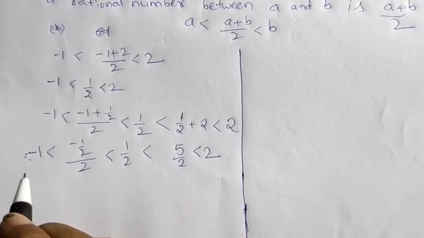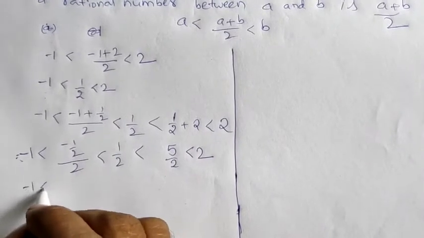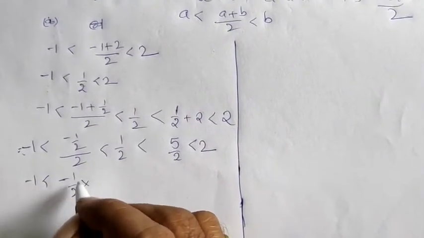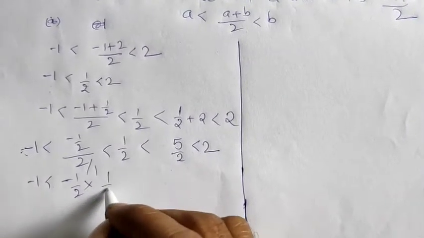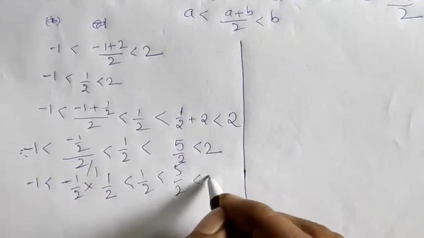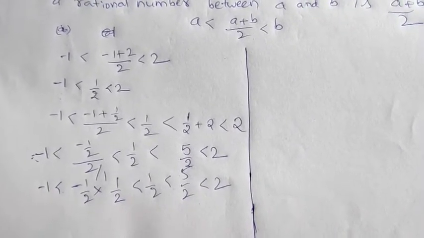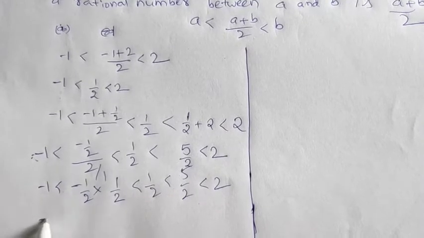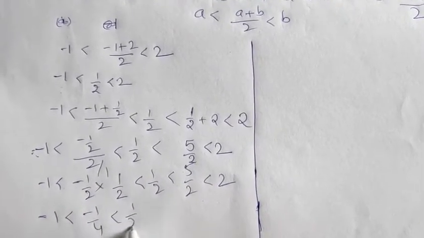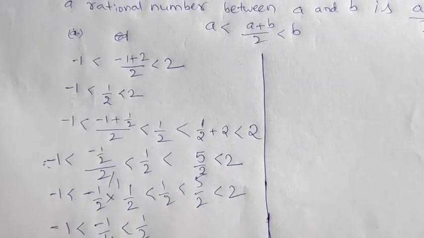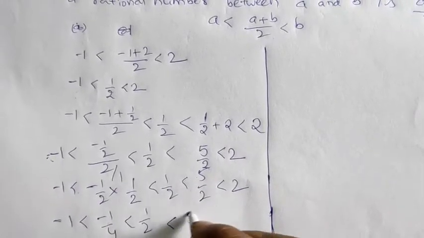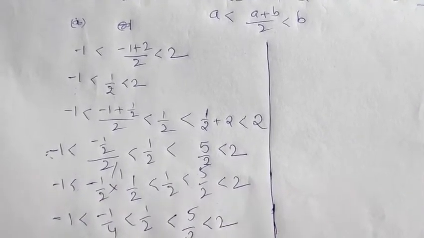Now if I simplify, minus 1 by 2 is nothing but 2 by 1. If I write like this, 1 by 2 less than 1 by 2 less than 5 by 2 less than 2. Is it clear? Now if I simplify again, it becomes minus 1 is less than minus 1 by 4 is less than 1 by 2 less than 5 by 2 less than 2.